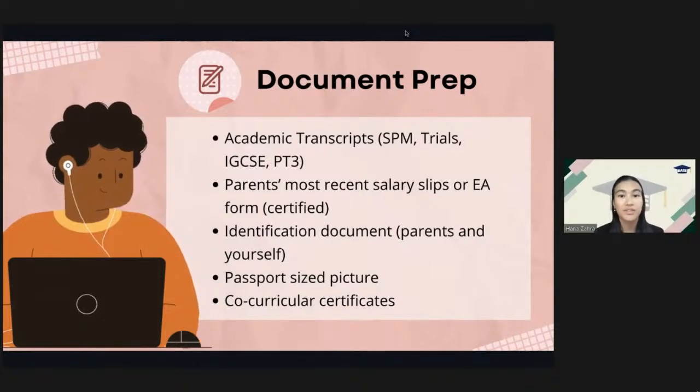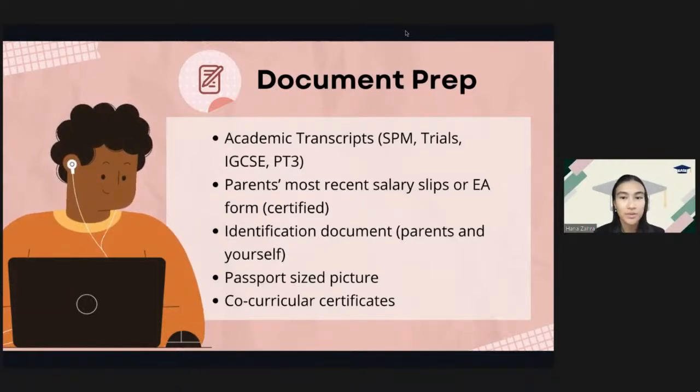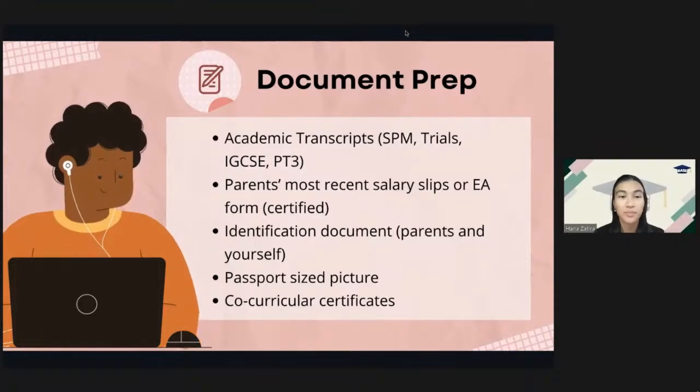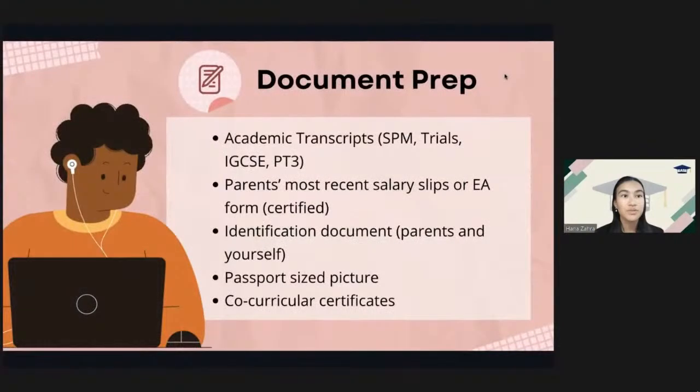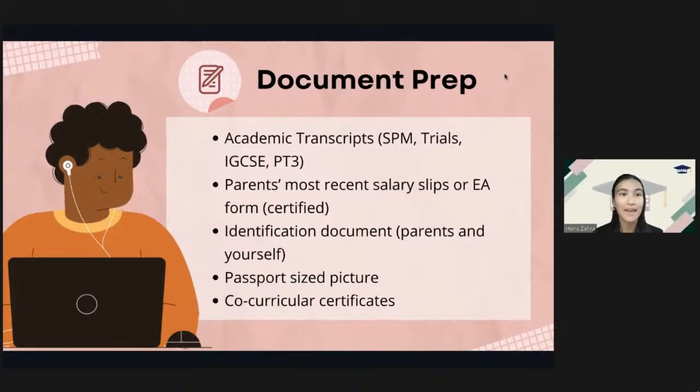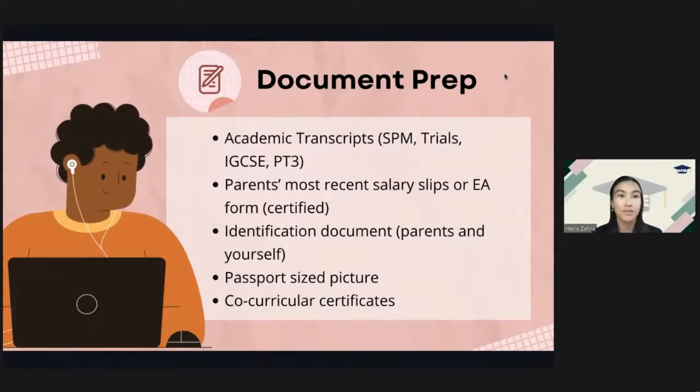And another thing is your parents' most recent salary slip. So like I mentioned before, whether it's need-based or merit-based, you would still have to provide your family's income. So ensure that you have your salary slips or your parents' EA form, and also make sure that they are certified by the executives to ensure that you have your identification documents as well. For instance, your identification card as well as your birth certificates. So this is not just for yourself, but also for your parents. And another thing to keep in mind is to have your passport size picture prepared, as well as your co-curricular certificates.